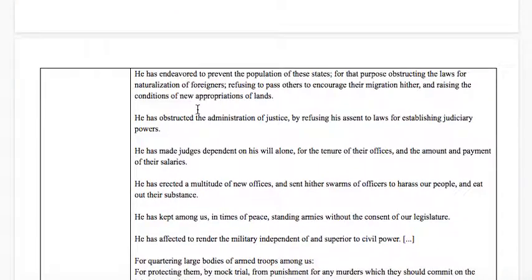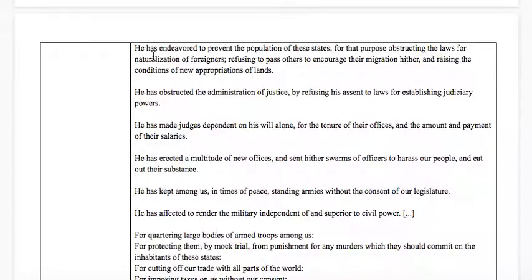So let's flip over to the back, if you have not done so already, at the very top here. He has endeavored to prevent the population of these states for that purpose, obstructing the laws for naturalization of foreigners, refusing to pass others to encourage their migration hither, and raising the conditions of new appropriations of lands. Okay, so let's circle migration hither, and let's think about an act or an event or some type of proclamation that King George III laid down that says you cannot migrate in a certain direction. I hope that you remember this act or proclamation because there's a question coming up.